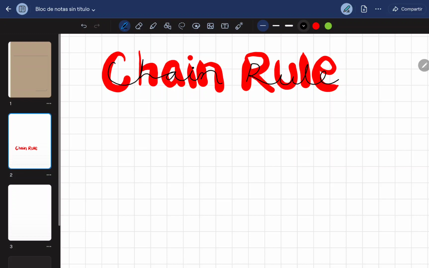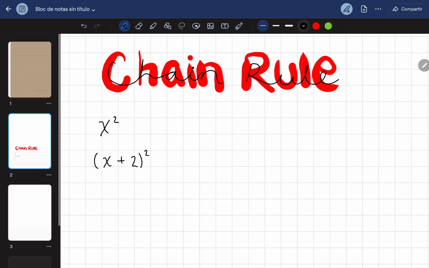Today we are going to learn a new rule that is called the chain rule. This rule is very similar to the power rule, but the power, instead of affecting just an x, affects an entire binomial. For example, we know that if we have x squared, we can apply the power rule. But what happens if instead of having just x squared, we have (x + 2) squared?